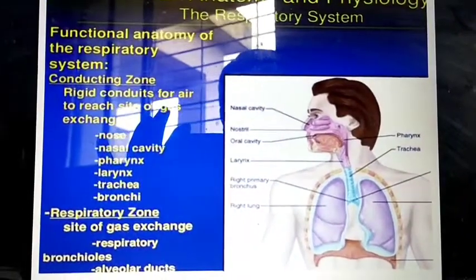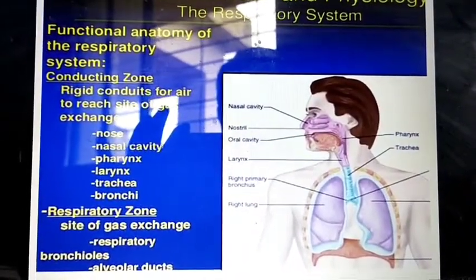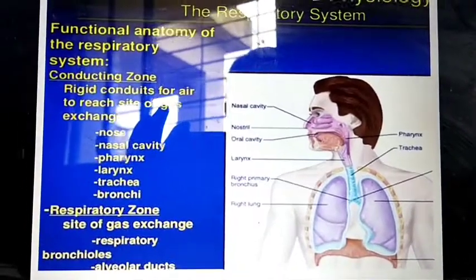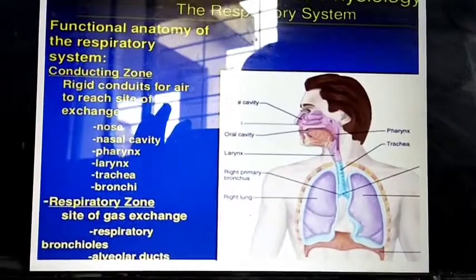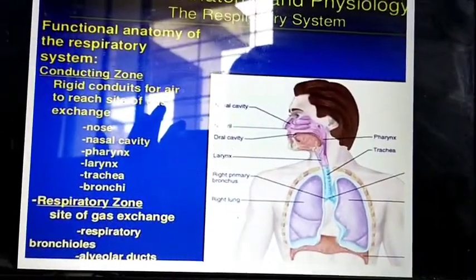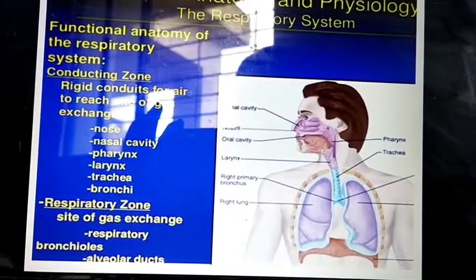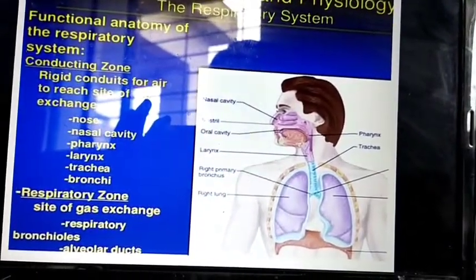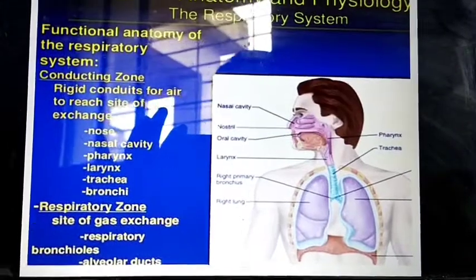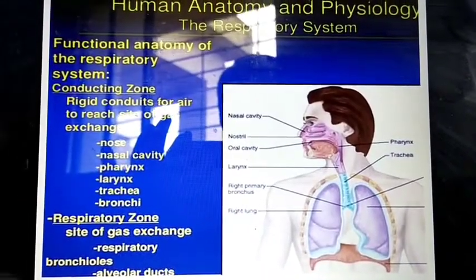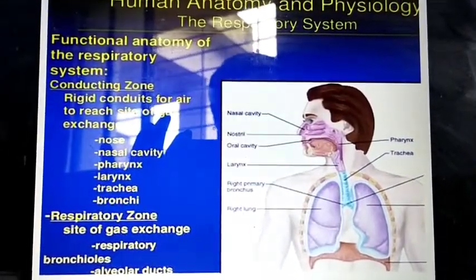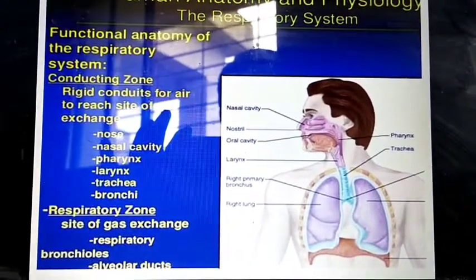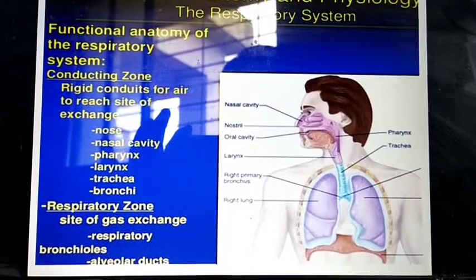In human anatomy and physiology, there is one functional respiratory system; you cannot have two. The respiratory system starts from the nose and ends at the alveoli, and it has two zones or parts. In the last class, during the anatomy of the trachea, I already explained the conducting zone and the respiratory zone.